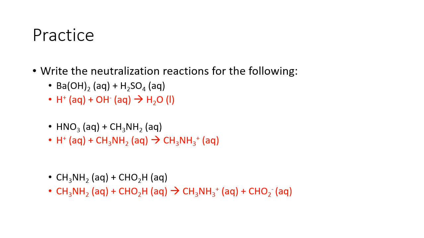Okay, so this first one is strong acid, strong base. So all of them have the same net ionic equation. H plus OH minus makes water. Second one is strong acid, weak base. And so we get H plus our CH3NH2 makes the CH3NH3 plus. So we add an extra hydrogen and it has a positive charge. And finally, we have a weak base and weak acid in this last one, and so we form one positive ion and one negative ion.